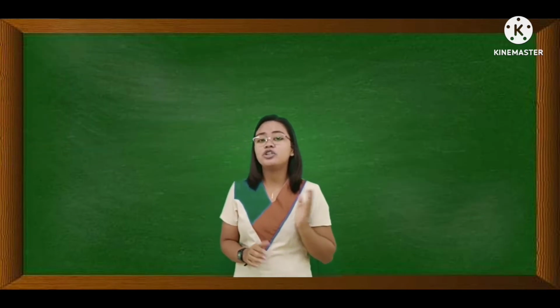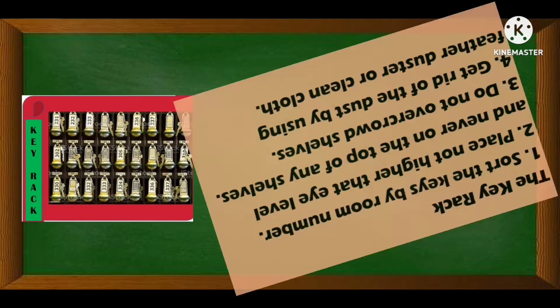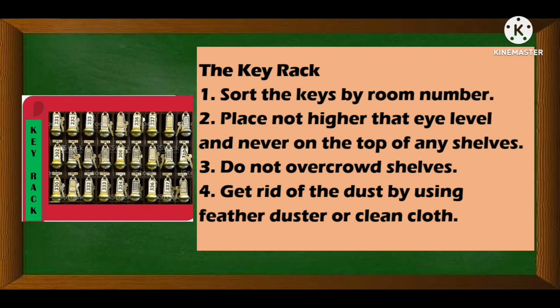Now let us move on to the key rack. First, sort the keys by room number. Next, place not higher than eye level and never on top of any shelves. Third, do not overcrowd shelves. Fourth, get rid of the dust by using feather duster or clean cloth.